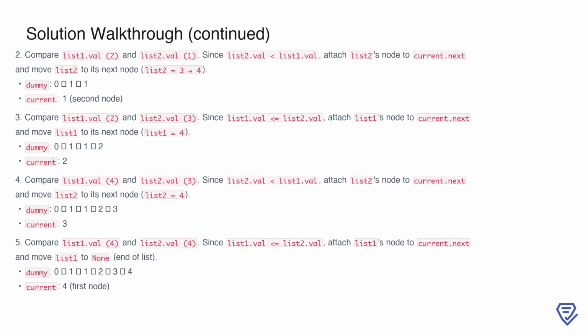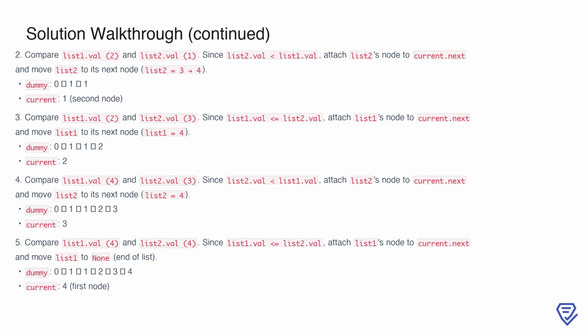Next, we compare the current values of list 1 and list 2. Now, list 1 is pointing to the value 2, and list 2 is pointing to the value 1. Since 1 is less than 2, we attach the node from list 2 to current.next and advance the list 2 pointer to its next node, which now points to the value 3. The current pointer is updated to the newly added node with the value 1. The merged list now looks like 0, 1, 1.